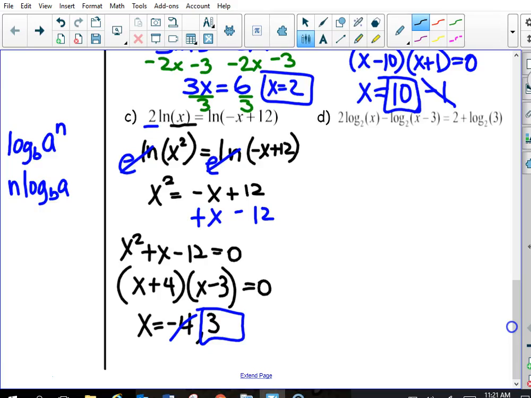All right, let's take a look at D. So again, I'm going to change this multiplier into an exponent. And I also have subtraction here with the other log. So I'm going to skip a step and just write it as a quotient, a fraction.